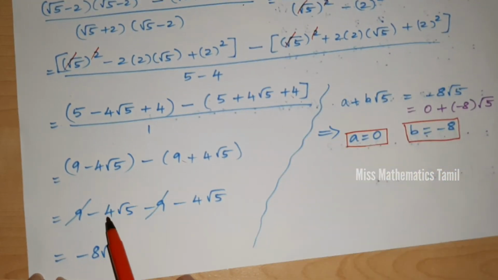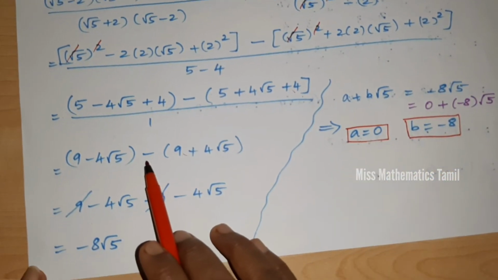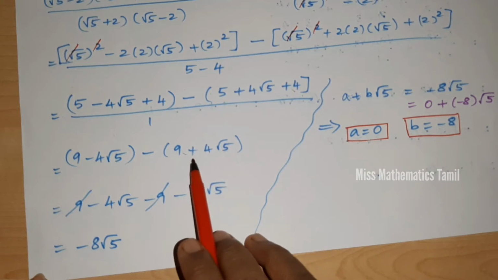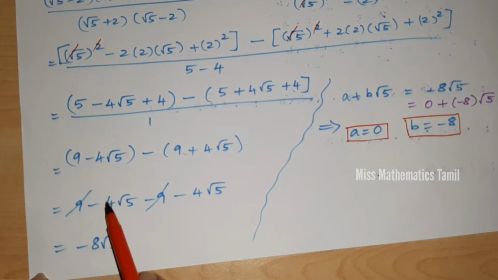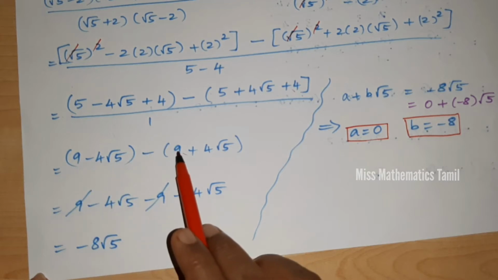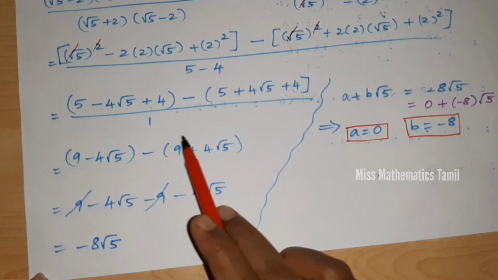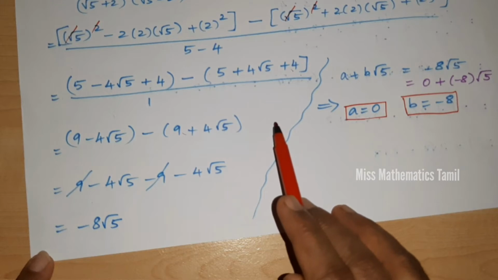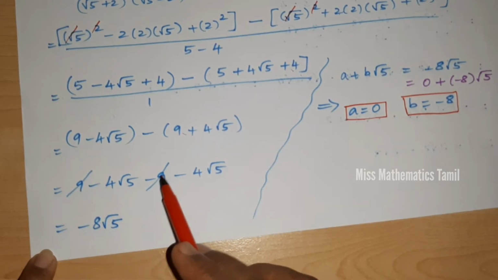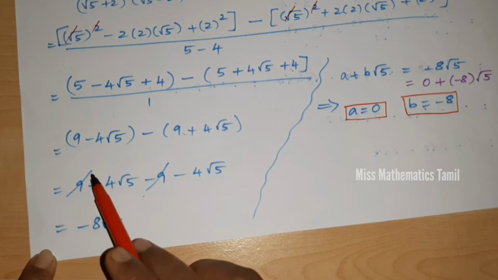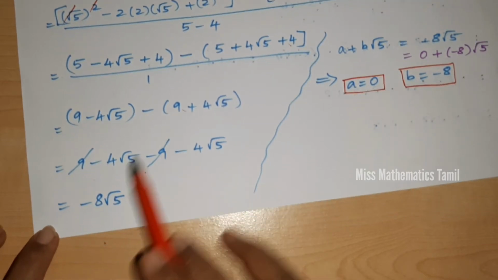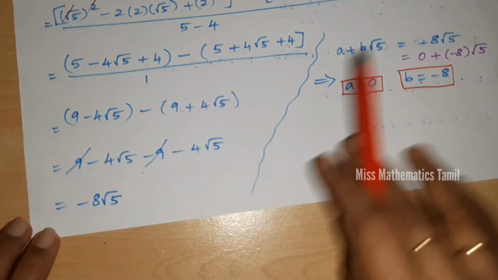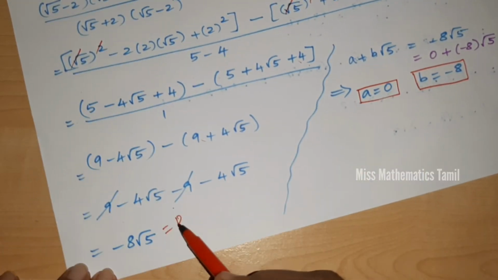After this step, I am multiplying this minus sign into both numbers inside, right? Here 9 minus 4 root 5: minus into 9 is minus 9. Next, minus into plus is minus 4 root 5. After that, what will happen? 9 and minus 9, opposite signs, are cancelled, right? So finally I am getting minus 8 root 5 only. Okay, this is the RHS.